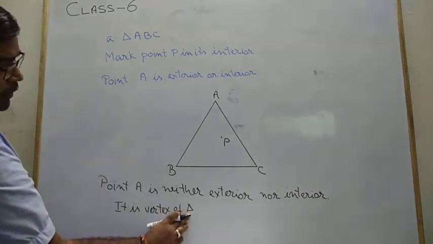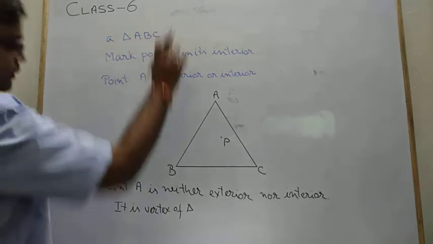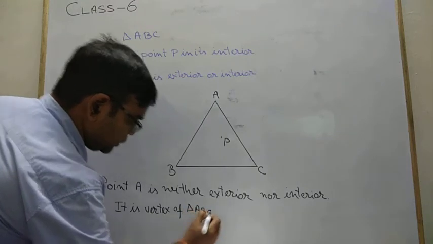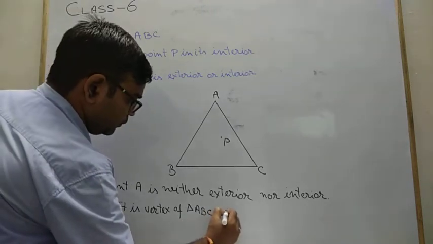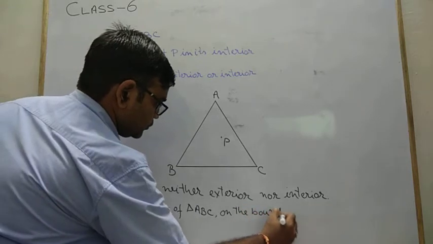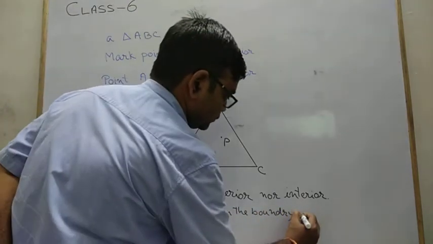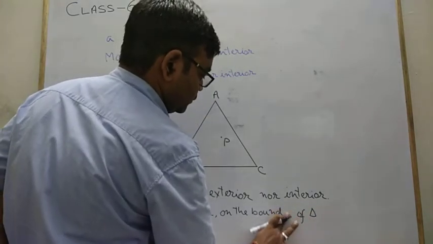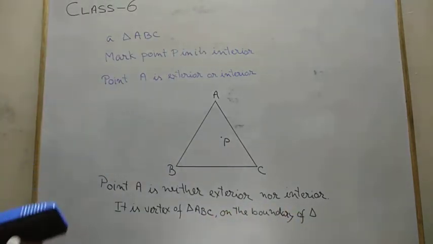This sign, triangle sign, represents the symbol of triangle. Triangle ABC. Vertex of triangle. Then give the name of triangle. So what does it pronounce? Triangle ABC. Vertex of triangle ABC on the boundary of triangle.